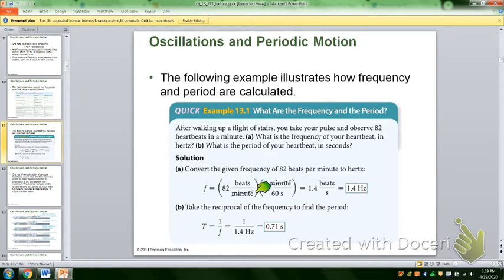All right, now to find period, I simply need to take the reciprocal of frequency. So period, we use the letter T for time, and I do 1 over frequency, the reciprocal. So 1 over 1.4. If you take 1 divided by 1.4, because we typically do not leave a decimal within a fraction, you'll get 0.71 seconds. Remember that period is a time, and so that's given to us in seconds.